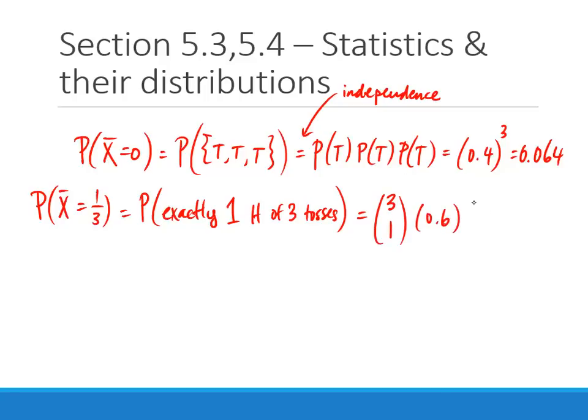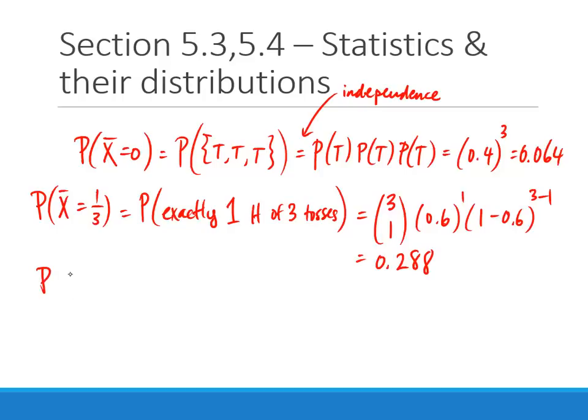I need one of them to be a head with probability 0.6, and the other 2, 1 minus 0.6 to the 3 minus 1, which is 0.288. Very good. So this starts to become a binomial type of situation because I have a fixed number of independent trials that all have the same probability of success.